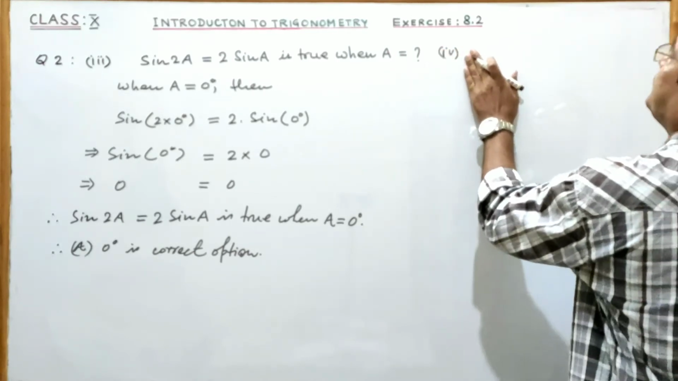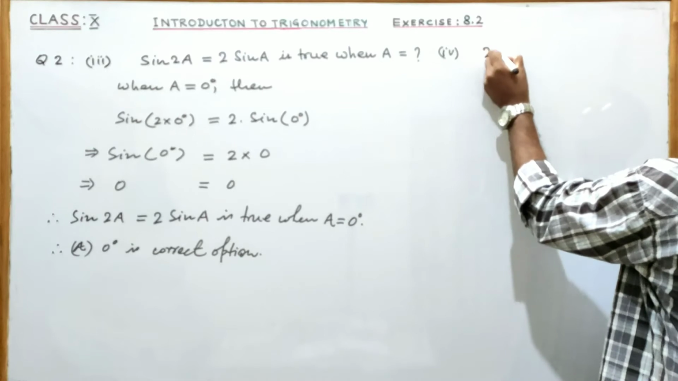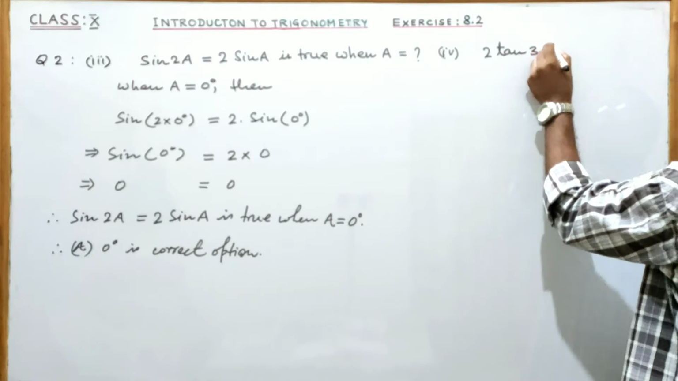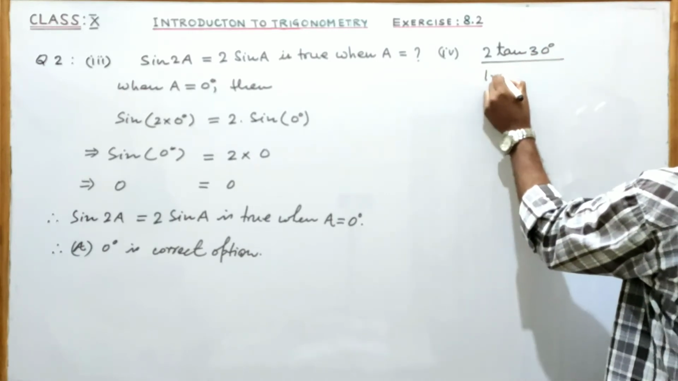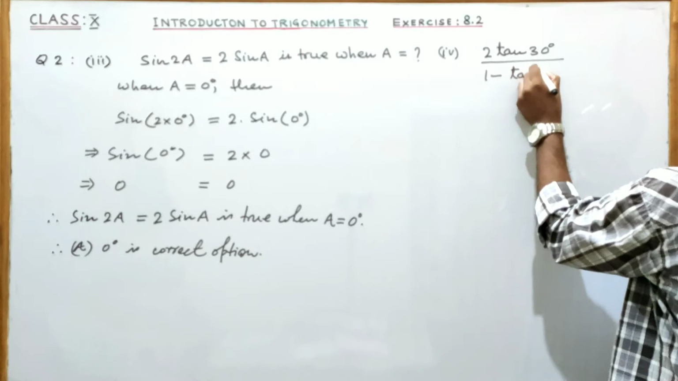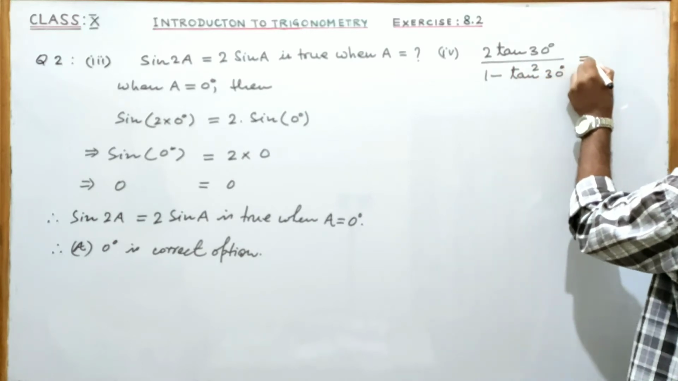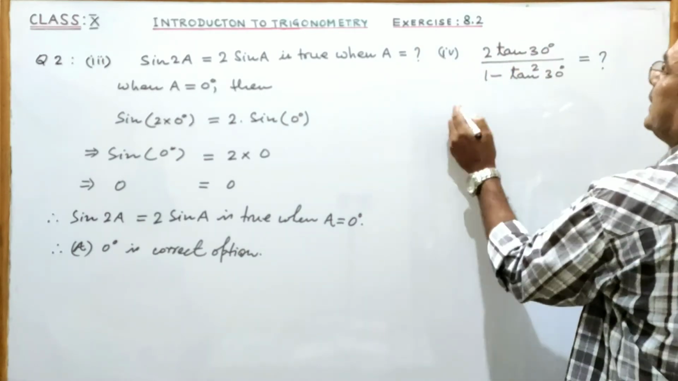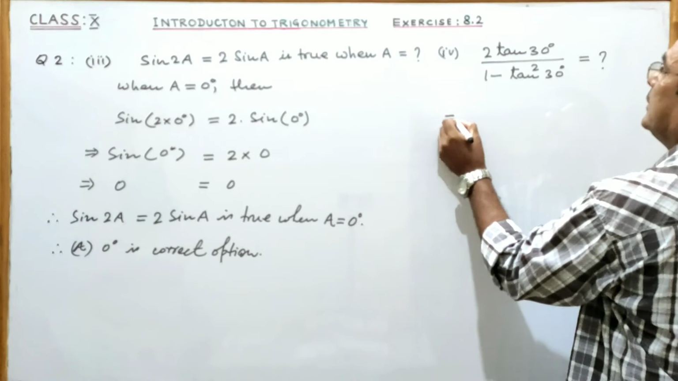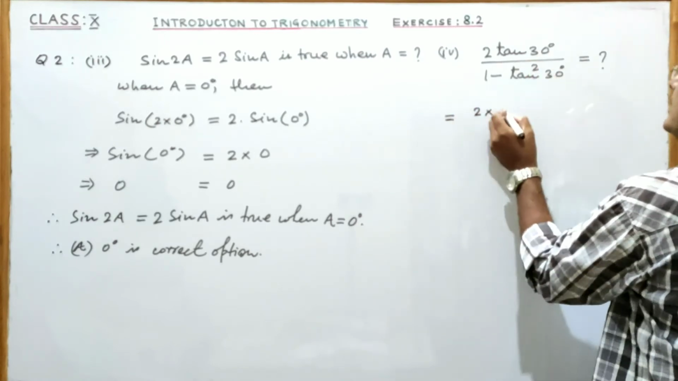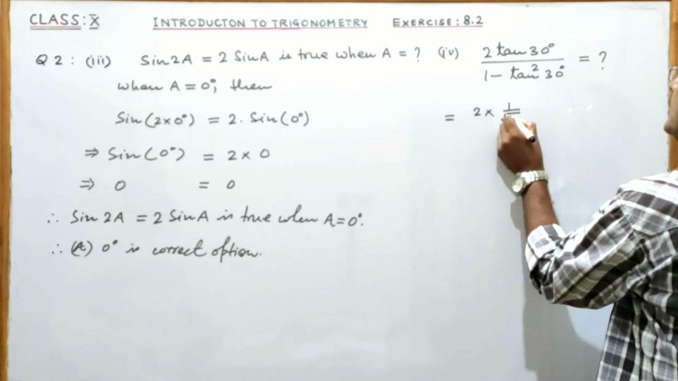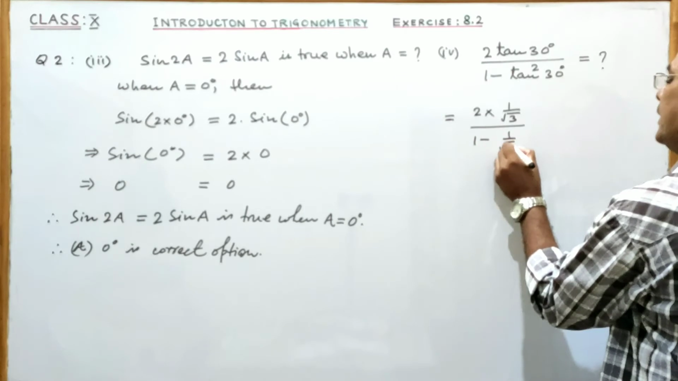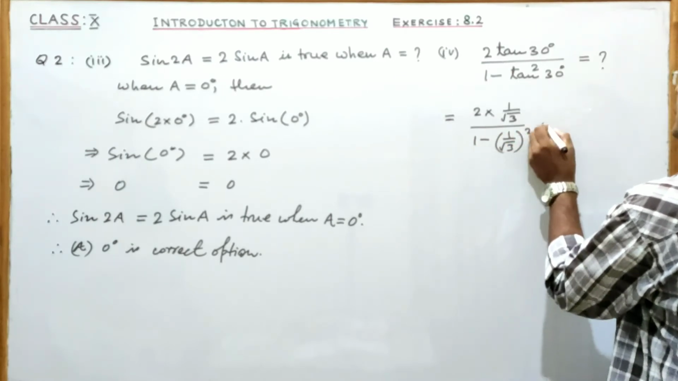In fourth part, given expression is 2 into tan 30 degrees by 1 minus tan square 30 degrees, and we have to find value of this. So let us evaluate this expression. 2 into tan 30 degrees, value 1 by root 3, divided by 1 minus 1 by root 3 whole square.